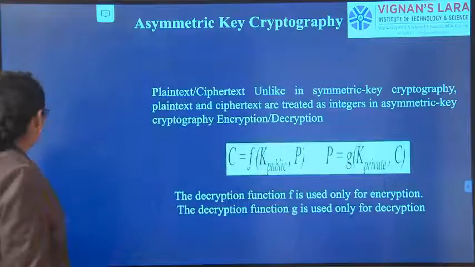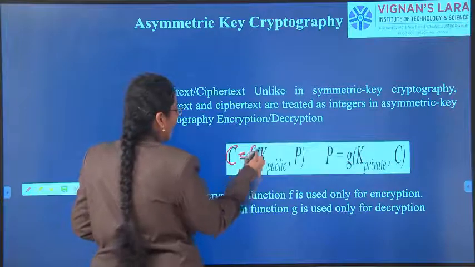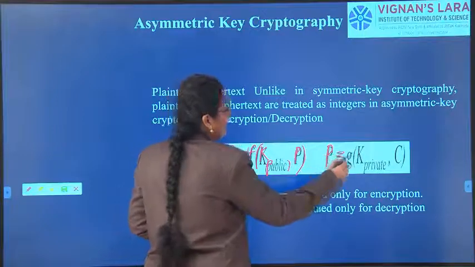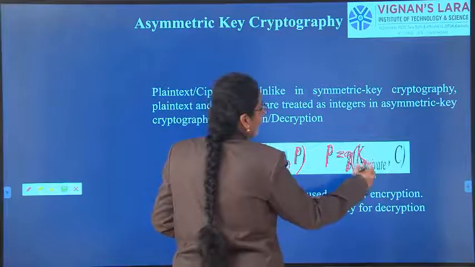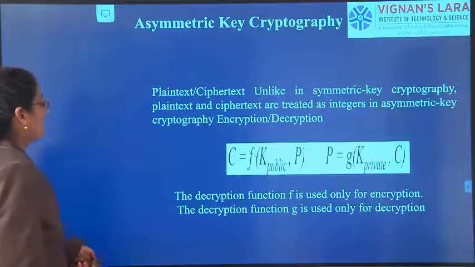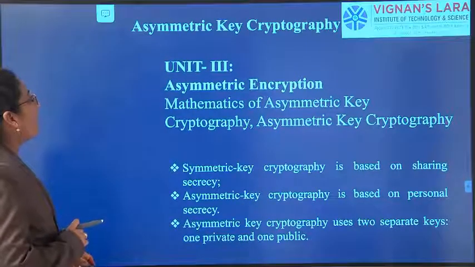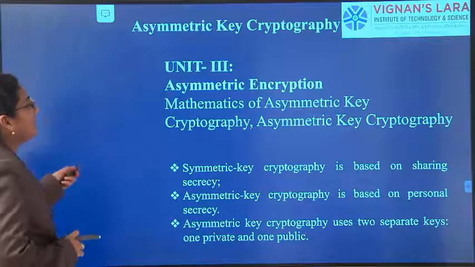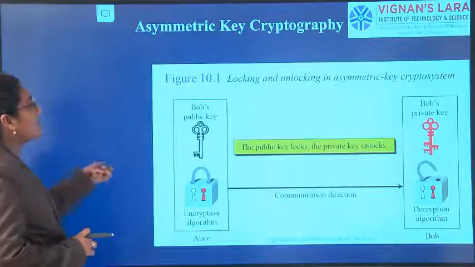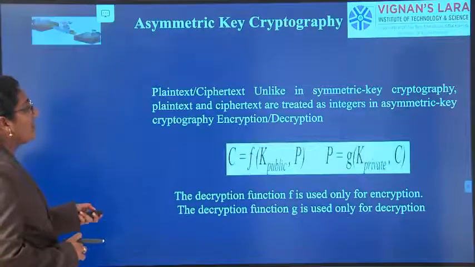So these two formulas, ciphertext equals encryption of public key comma plain text, and plain text equals decryption of private key comma ciphertext, you got from the previous diagram. So this is all about the introduction of unit 3, asymmetric encryption. What is asymmetric encryption? What is the difference between asymmetric and symmetric? What is happening in asymmetric encryption? What is the diagram? What are the formulas?